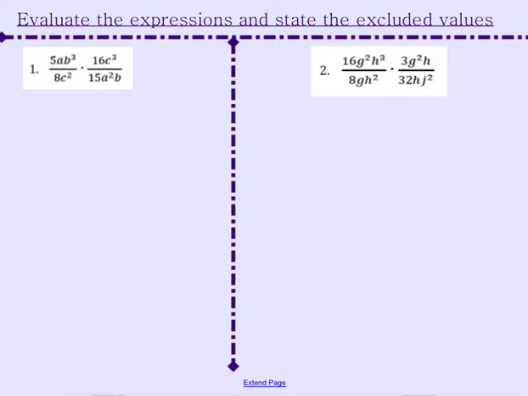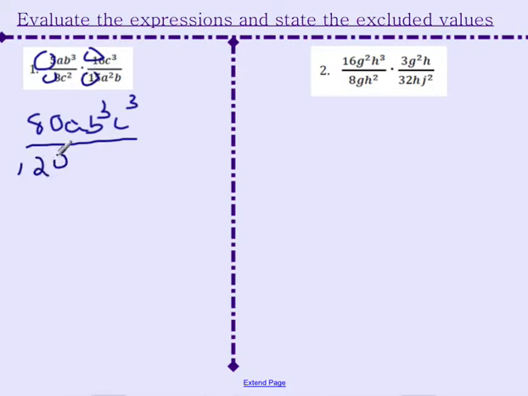For number 1, we want to multiply across the top. So we're going to take 5 times 16, and that's going to give us 80. And then we have a to the first, b cubed, and c cubed that are all going to end up being multiplied together when you multiply across the top. Now we can't add up the exponents of any of those letters because they're not the same letters. Then when we get to the bottom, we're going to take 8 times 15, and you get 120. And then you get a squared, and then you get b, and then you get c squared.